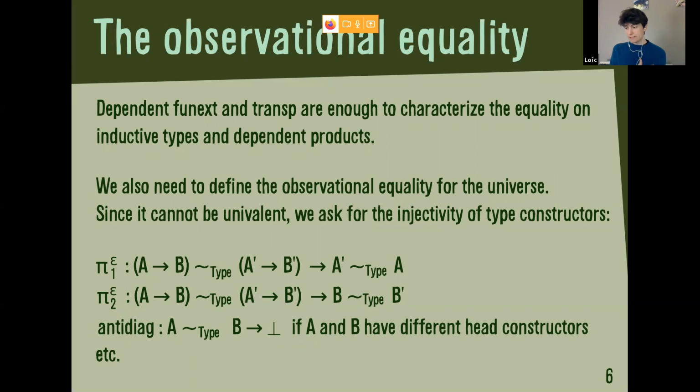All right, so the principles of extensionality and transport are enough to fully specify the observational equality in the case of dependent products, and inductive types too, because we can combine transport with the induction principles of inductive types to get a concrete formulation of equality, which can usually be expressed as an inductive proposition. So just this handful of axioms is enough to fully characterize the observational equality on the basic types.